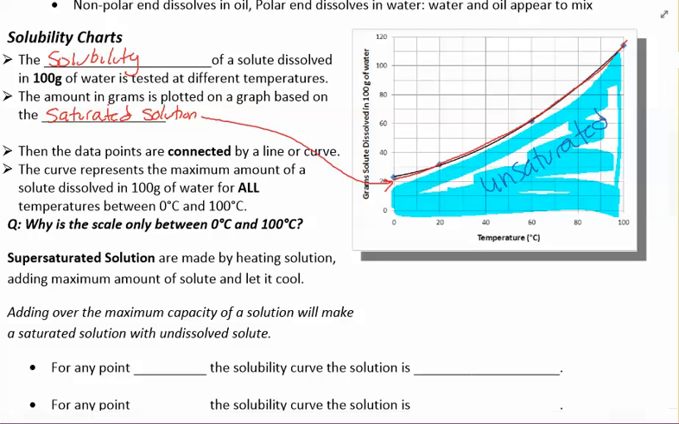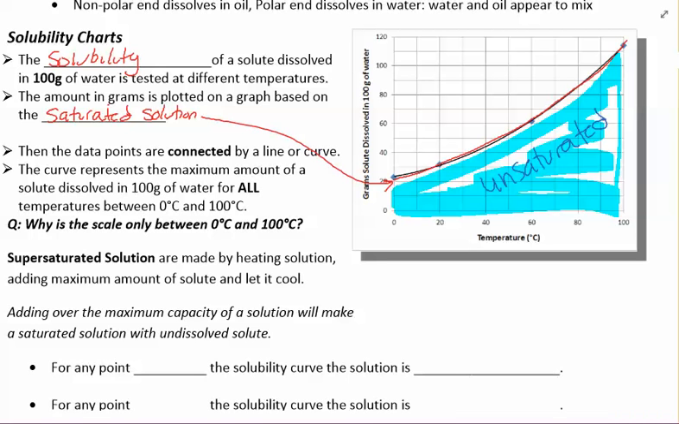It represents the maximum amount of a solute dissolved in 100 grams of water for all temperatures between 0 and 100 degrees Celsius. Keep in mind, we only go from 0 to 100 degrees Celsius because this is where we have a liquid for water. If we go beyond those, we don't have a liquid anymore. So then a supersaturated solution is made by heating the solution and adding the maximum amount of a solute and letting it cool. So let's think about this. I'm going to do this in green, I guess.